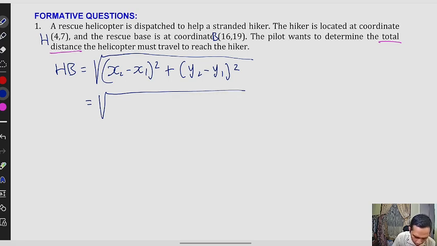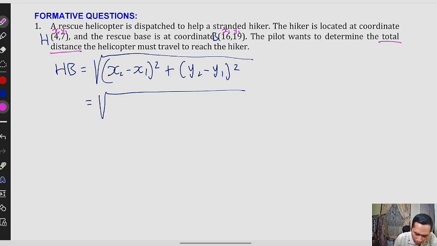Okay, so let's identify what is x2, x1, y2, y1. One of the coordinates must be x1, y1. So let's make H x1, y1, and B as x2, y2. You can switch actually, up to you. For example, if you want to have the hiker as x2, y2, that is okay. And then the base as x1, y1. It doesn't matter if we switch.